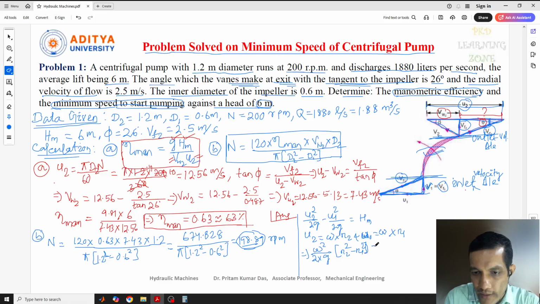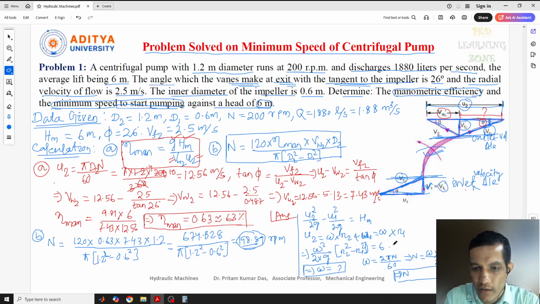HM value is already known to us, that is 6. So from here we can find out the value of omega. After finding the value of omega, we can write omega equal to 2 pi n by 60. So here n equals omega into 60 divided by 2 into pi. By this method also, we can find out the value of n.